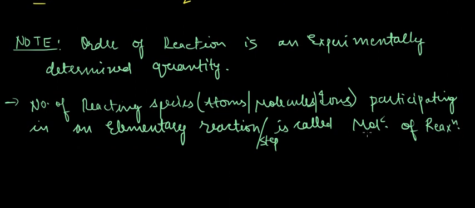Okay, and a complex reaction has 2 or more than 2 elementary steps, and every elementary step has its own molecularity. And molecularity has no meaning for a complex reaction because molecularity of the reaction may be 1, 2, or 3 depending upon the elementary steps taking place in the overall complex reaction. And molecularity of the reaction can never be 0, fractional, or negative.